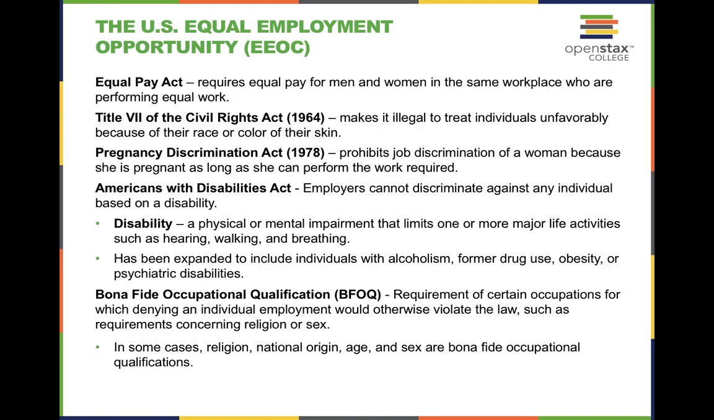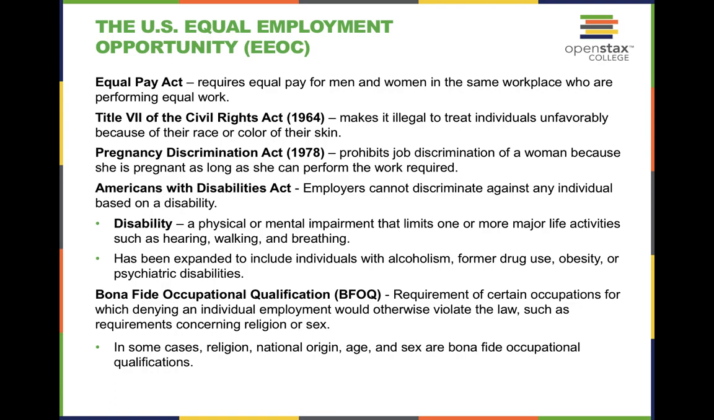Now, as a quick summary, though, I do want to go through a few of these that are covered for you. The Equal Pay Act requires equal pay for men and women in the same workplace who are performing equal work. So you cannot discriminate for pay based on one's gender. Title VII of the Civil Rights Act of 1964 makes it illegal to treat individuals unfavorably because of their race or color of their skin.